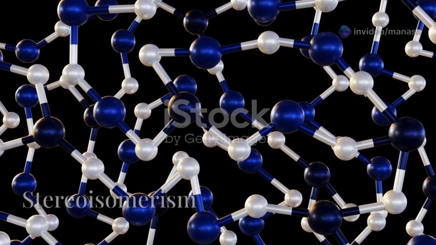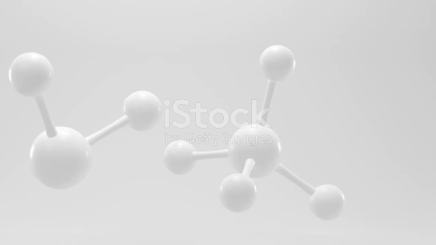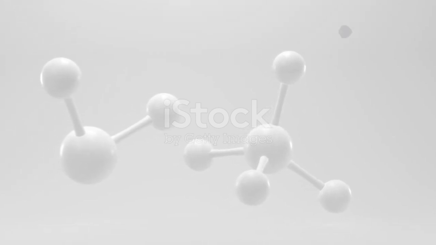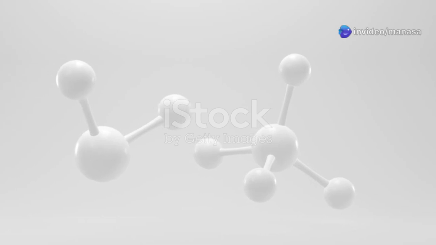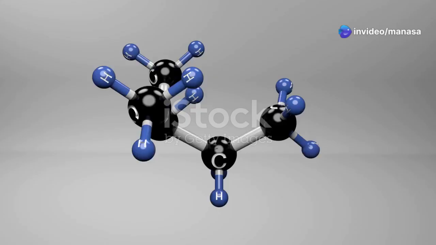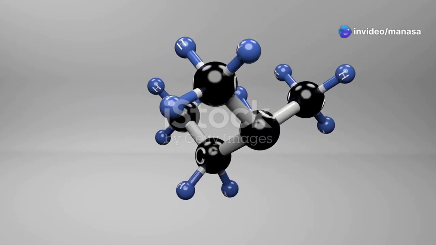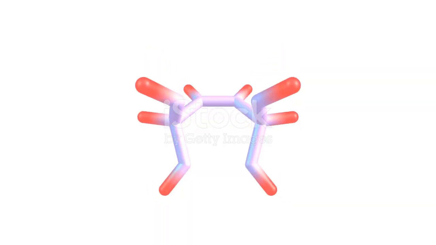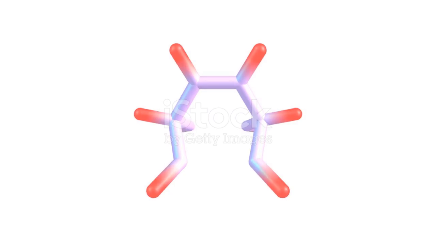Now let's talk about stereoisomers. They have the same bonding sequence but differ in the spatial arrangement of atoms. There are two main types: geometrical or cis-trans isomerism, which happens in alkenes or cyclic compounds. For example, in but-2-ene, you have cis-but-2-ene where both CH3 groups are on the same side, and trans-but-2-ene where the CH3 groups are on opposite sides.